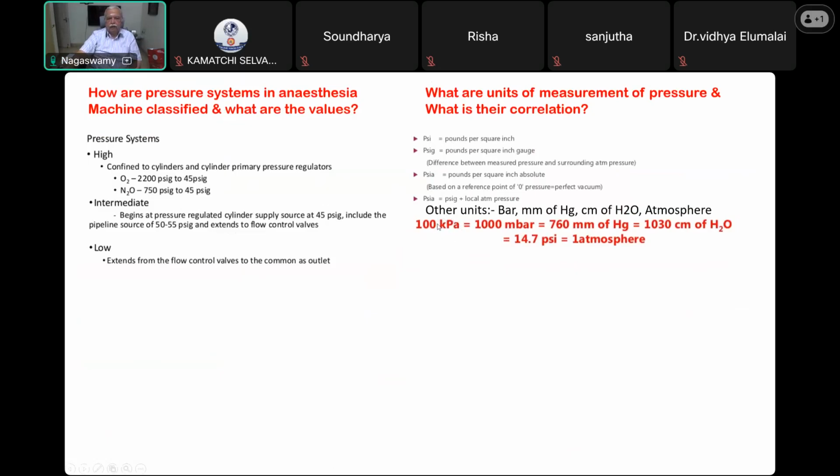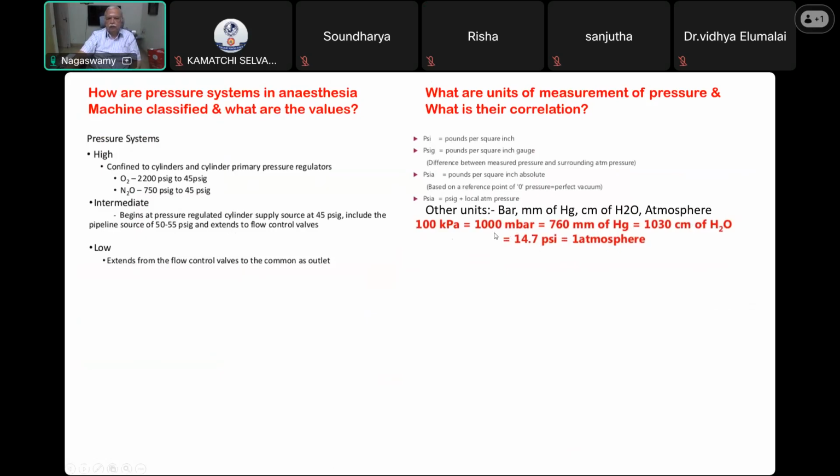So Pascal, what is the unit? Is it a standard SI unit or a British unit? It is an SI unit. All the others are conventional units. Pressure in bar, millimeters of mercury, or centimeters of water are not standard international units. So only Pascal and kilopascal are SI units.